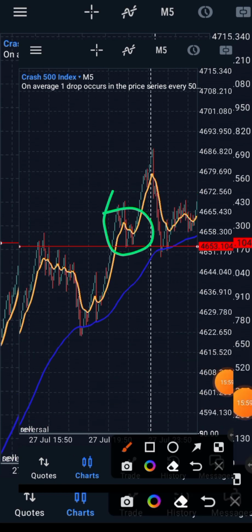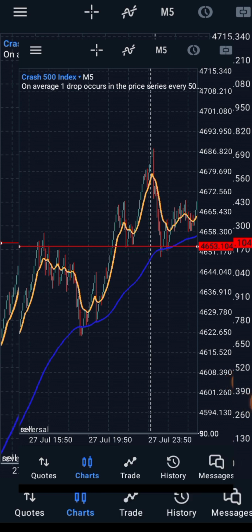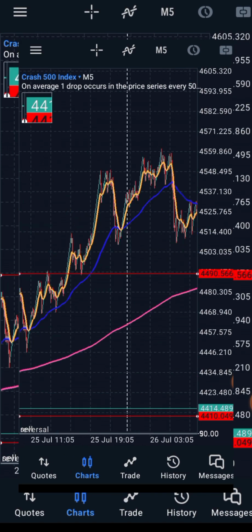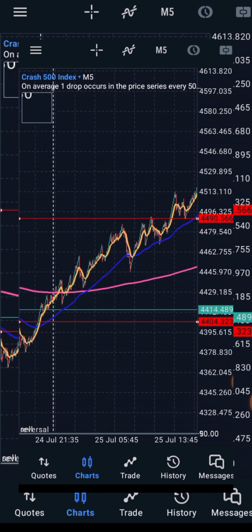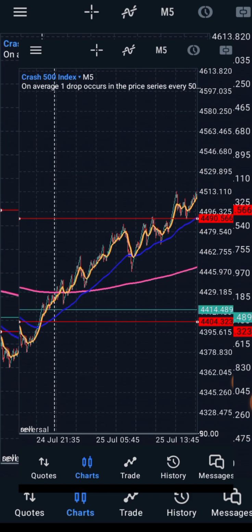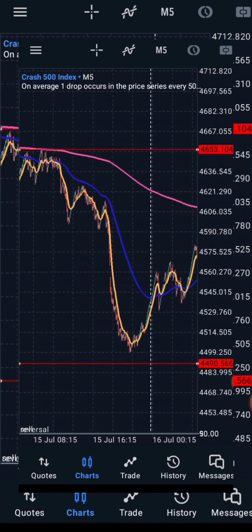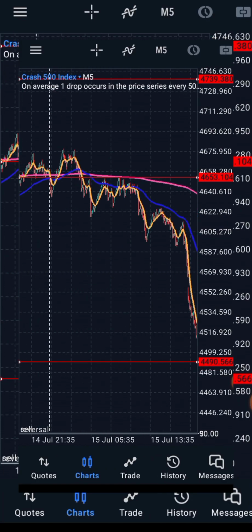Remember that the zone must be tested once. This was the thing that happened. It crossed over. That is the same thing, just the same thing. You have to see the same thing happens here. It happens a lot.